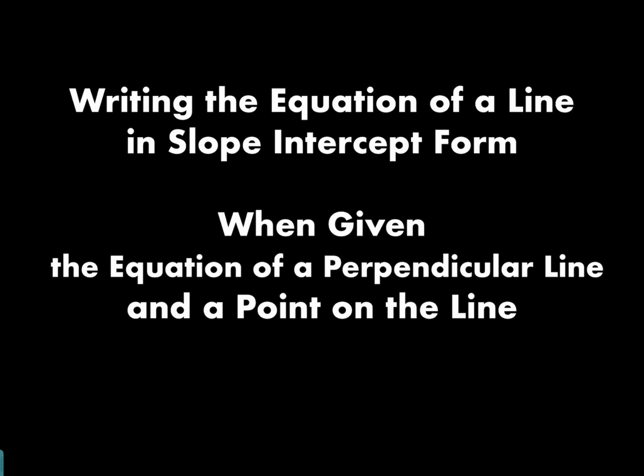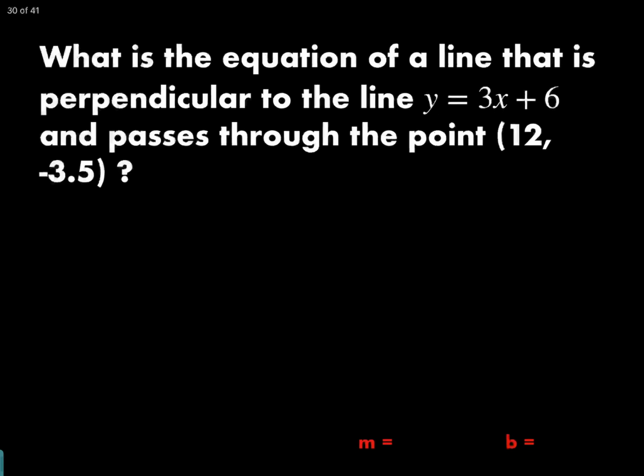Writing the equation of a line in slope-intercept form when given the equation of a perpendicular line and a point on the line. What is the equation of a line that is perpendicular to the line y equals 3x plus 6 and passes through the point (12, -3.5)?